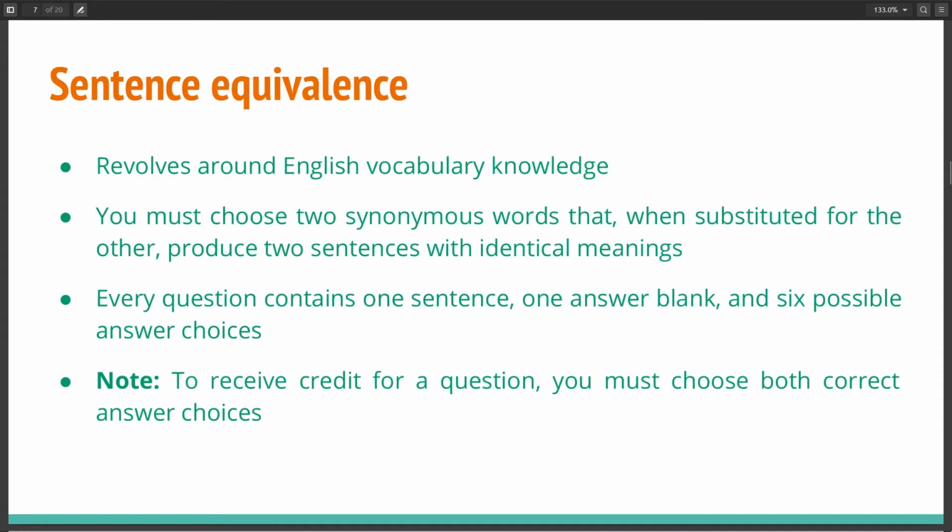Okay, so now let's talk about the next question type, the sentence equivalence question. This question type is heavily focused on your English vocabulary. You will have to choose two synonymous words that when substituted for each other produce sentences with identical meanings. And each question will contain one sentence with one blank, and it will have 6 possible answer choices. And a thing to note here again is that to receive credit or marks for that question, you will have to identify both the correct words, both the correct answer choices.